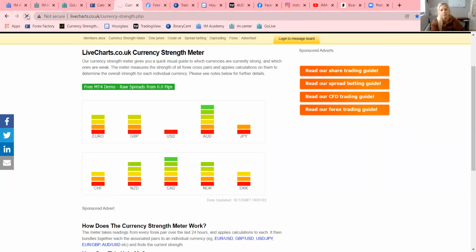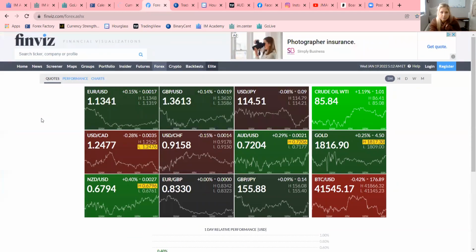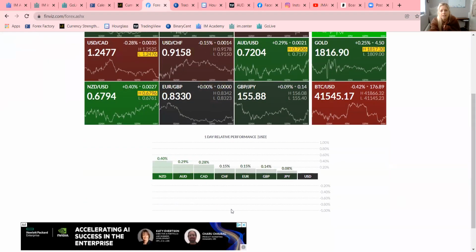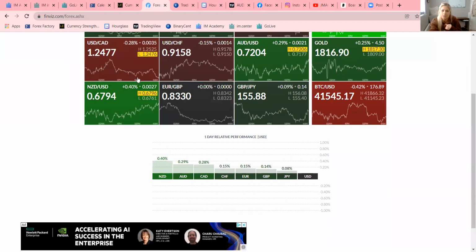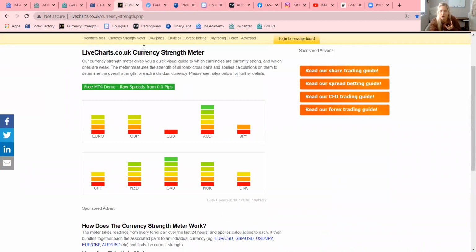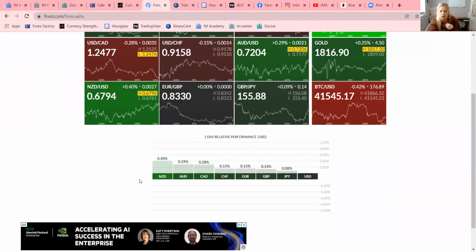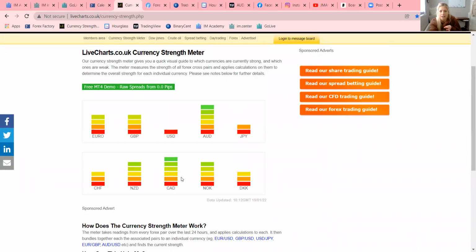Dan uses it alongside Market Trap, but one other website that you can use for currency strength is Finviz. This one just shows it in a slightly different way. So I've gone through phases where I prefer Finviz or I prefer live charts, but it just shows it in a different way. So some people don't like seeing it in bars like this, they prefer seeing it in a graph. So this basically just shows the very strongest one. So yeah, they can be quite strong and look the same.